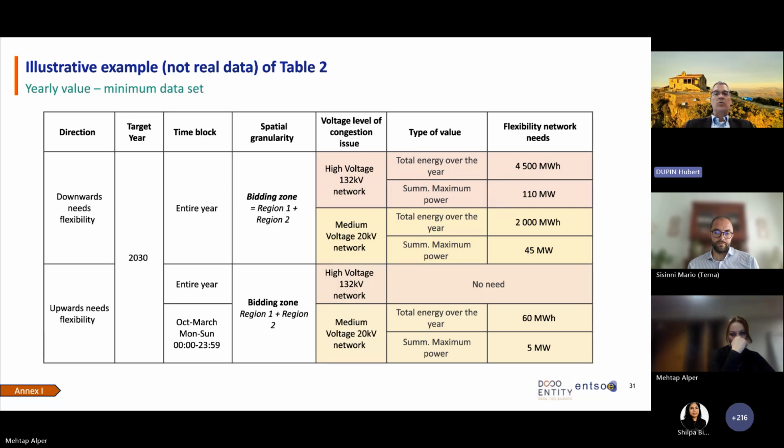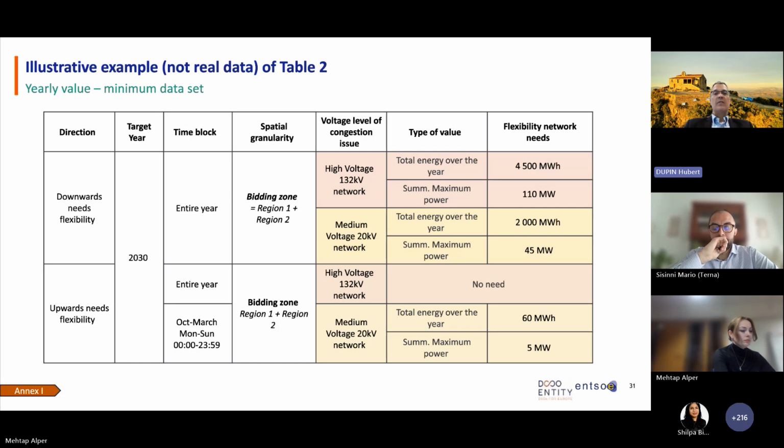And then we provide 2 types of value. What is the total energy that we need to activate in terms of flexibility over this period, over this spatial granularity per time block? And then we end up with a value in megawatt hour. And then there is how much installed flexibility needs to be installed on the network somewhere to cover our needs. So we will give a sum of maximum power. It is not the synchronous activation of power, because when we solve congestion, we solve a congestion at a specific location.